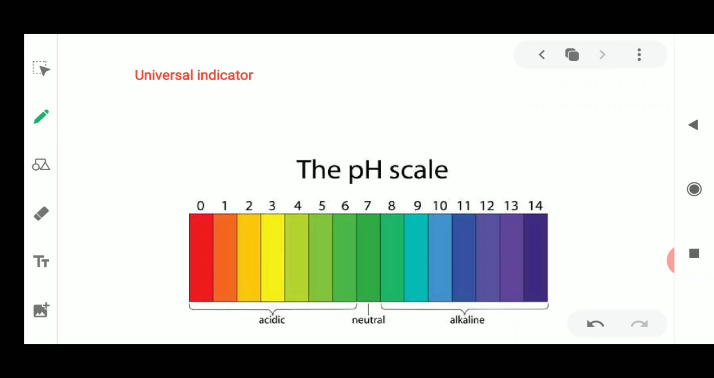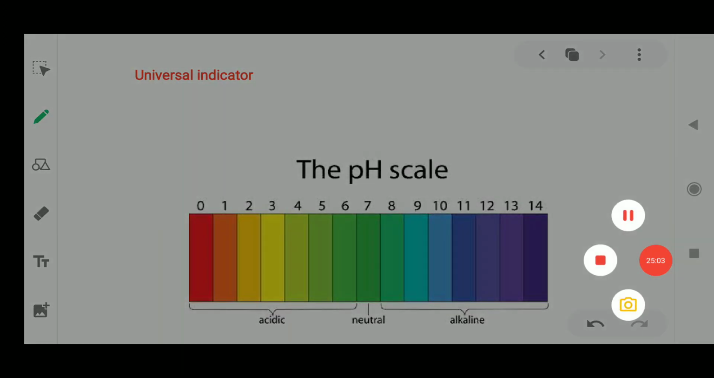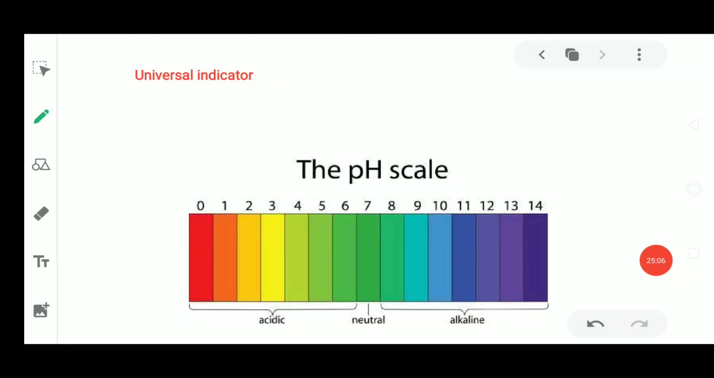Now one more indicator is there, that is the universal indicator. Now what is this universal indicator about? This universal indicator is a mixture of many indicators, many chemicals, by which one indicator is being made. In this indicator we use the pH scale. We use different colors for measuring different types of substances. There is some color code.